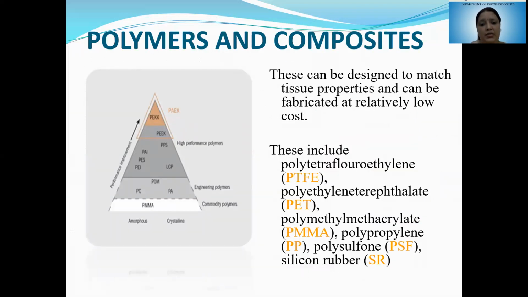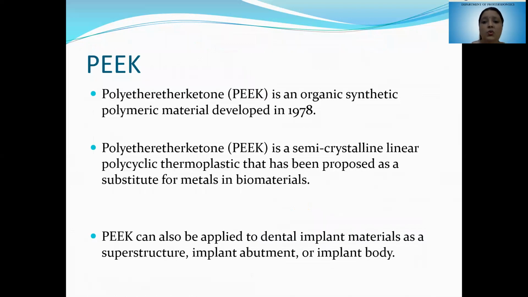Polymers and composites like polytetrafluoroethylene, PTFE, then polymethyl methacrylate, polysulfones, silicone rubbers are also widely used. Polyether ether ketone is an organic synthetic polymer material which was first developed in 1978. It is a semi-crystalline, linear, polycyclic thermoplastic material, and it has been proposed as a substitute for metals in biomaterials.